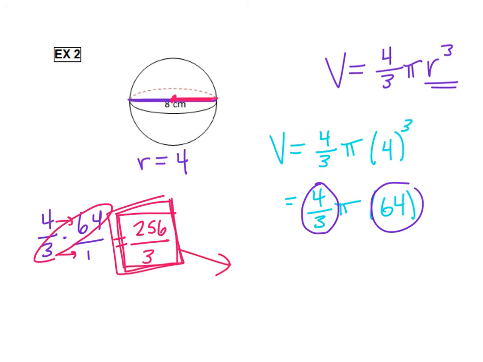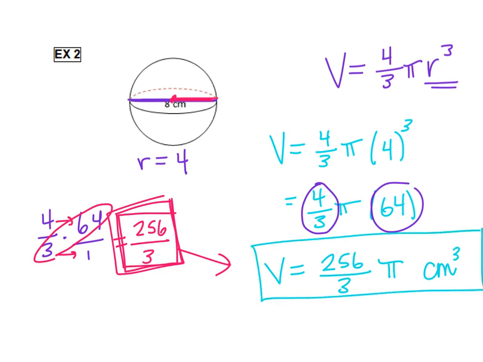Alright, so now we're going to put that into our formula. So our volume is equal to 4/3 times 64 was 256 over 3 pi. And then we don't want to forget our label. It is centimeters cubed. So you may end up with a fraction in your answer, and that's okay. That just means that you couldn't reduce the numbers, but we'll still have the fraction in our answer.